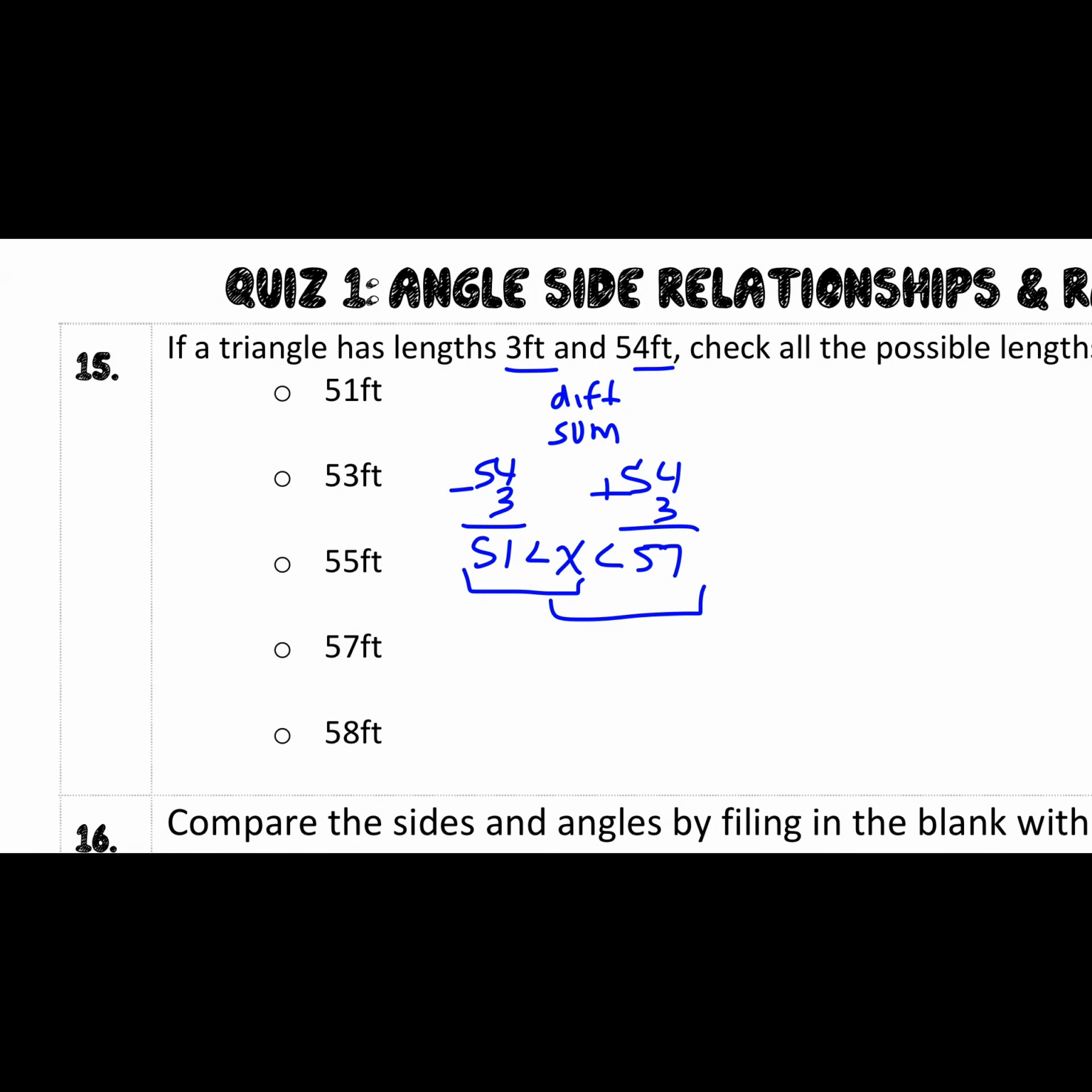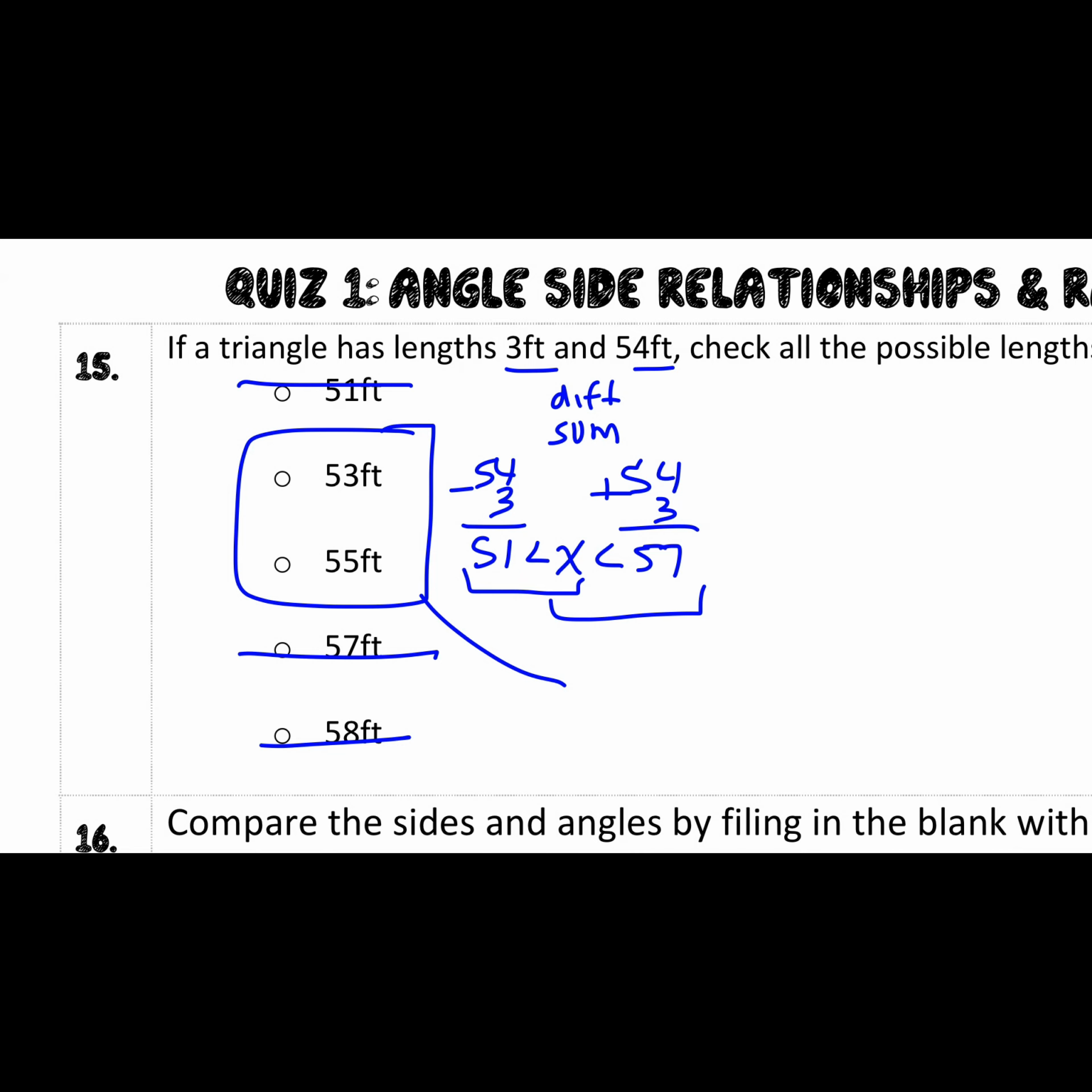And 57, but it should not equal, you'll see there's no equal signs there, should not equal those numbers. So it can't be 51, and it can't be 57, and it can't be 58, because 58 is bigger than 57. So that means it can only be 53 and 55. And that is the answer I was looking for in your box, 53 and 55.